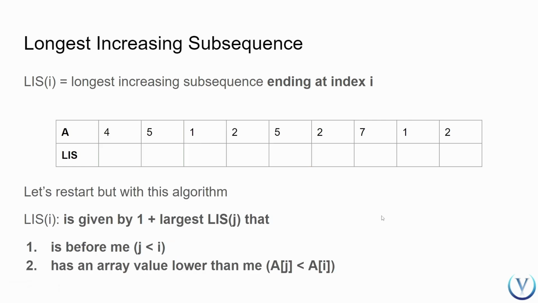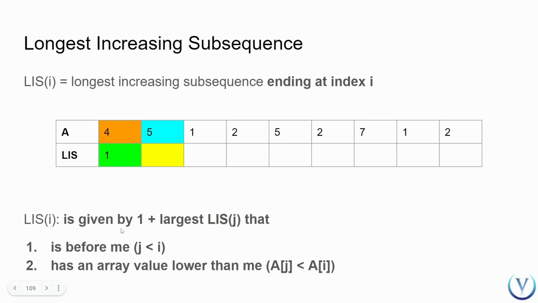So previously we calculated the longest increasing subsequence by brute force, but now let's follow the following algorithm. For the first one, the LIS of the first index is simply length 1, and that's known as the base case. Then we see that LIS of i, subsequently, can be calculated based on the previous LIS of j values where j is less than i. So if we consider the LIS ending at this yellow index, we consider all the previous LIS values that have an array value lower than the current array value.